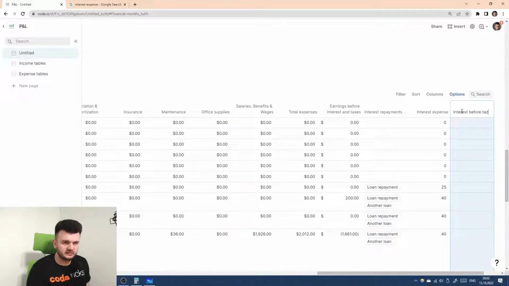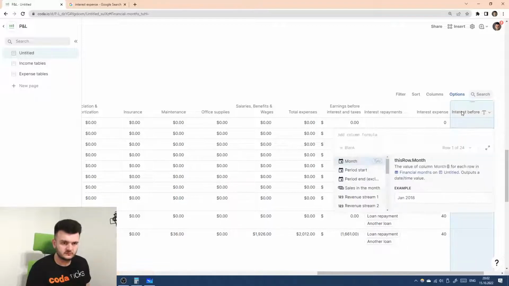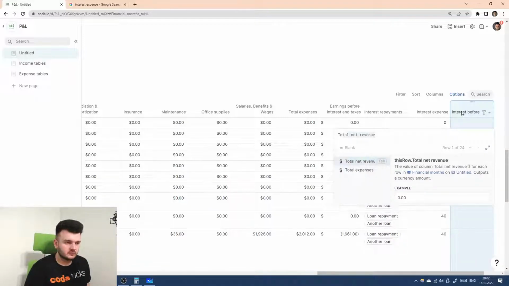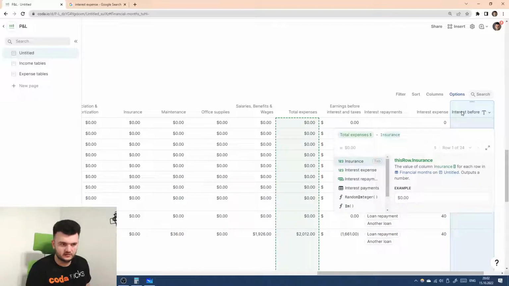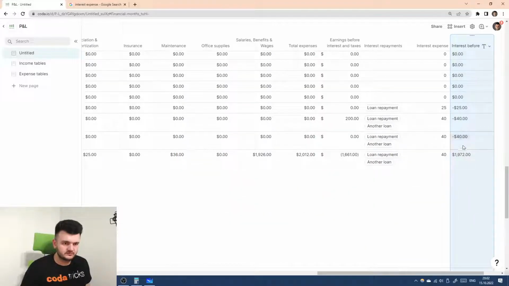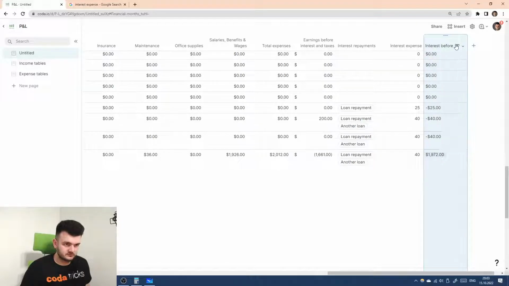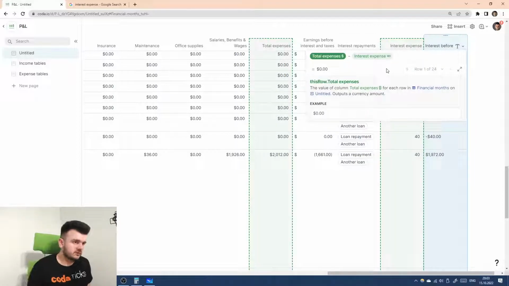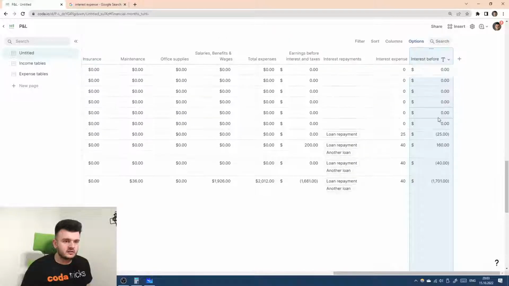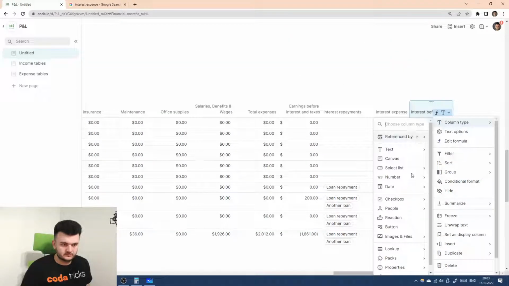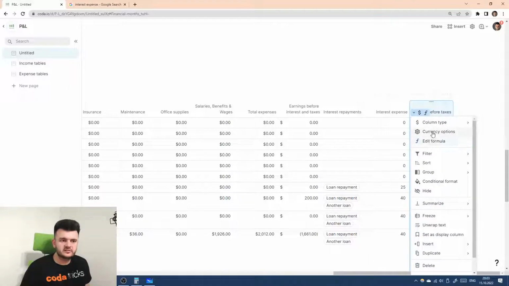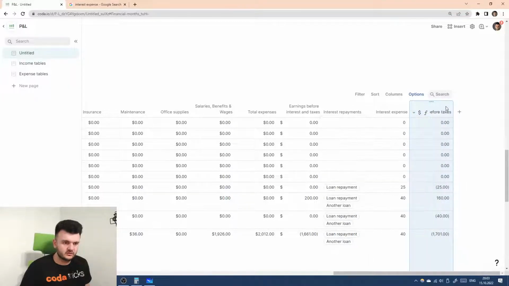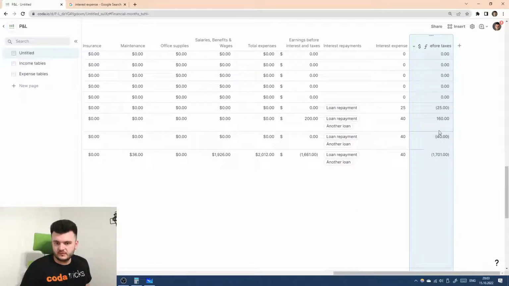Interest before taxes is total expenses minus interest expense. Not total expense, but earnings before currency, financial. Then we should pay income taxes.